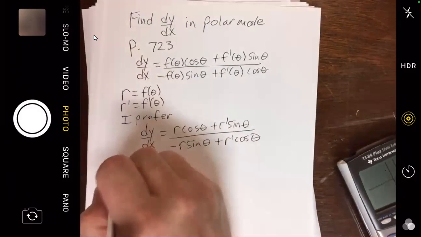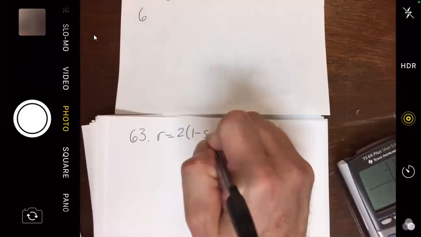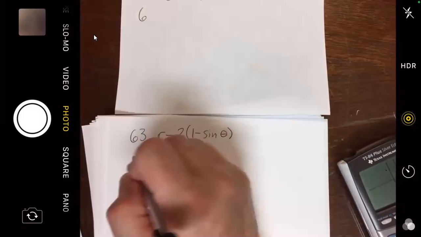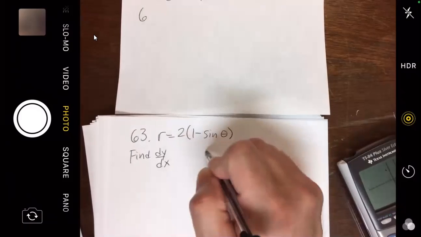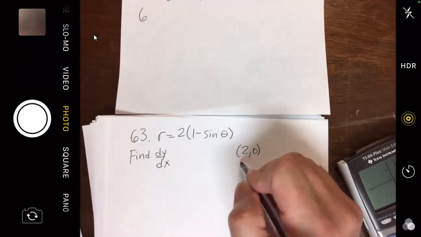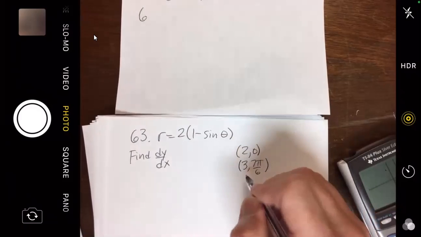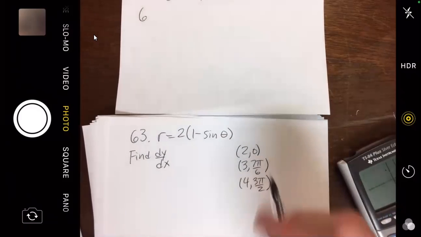So if we go to 63, I guess I'll stop at the clean edge because this is going to get long. It gives you r equals 2 times 1 minus sine theta. And they want you to find dy/dx, and there's 3 points. There's at 2 and 0. There is at 3 and 7 pi over 6. And at 4 and 3 pi over 2. I don't know if I get them all in, but these are r's and thetas.